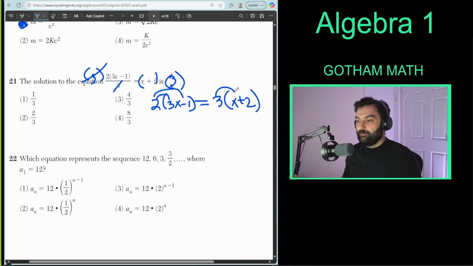Boom, boom, boom, boom. 2 times 3x, 6x. 2 times negative 1, negative 2, equals 3 times x, 3x. 3 times 2 is 6. 6x, and now I have to balance.